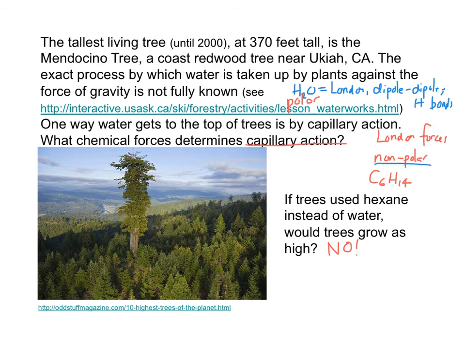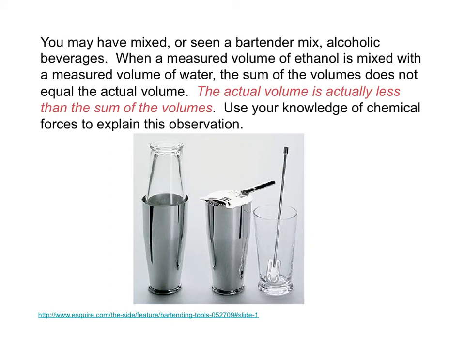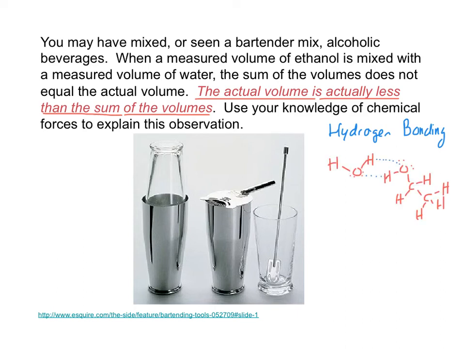weak intermolecular forces. If you're of a certain age, you may have mixed or seen a bartender mix alcoholic drinks. But here's something strange. You mix a half a cup of ethanol plus a half a cup of water, and you will not get 1 cup of the mixed drink. Stop the video and use your knowledge of chemical forces to explain this observation. And the answer is hydrogen bonding. Ethanol and water hydrogen bond to each other and reduces the space between molecules. This reduces the volume, so the volumes don't add up.